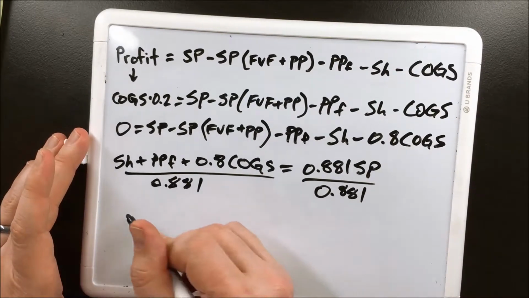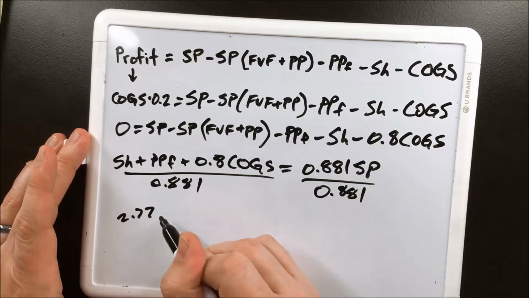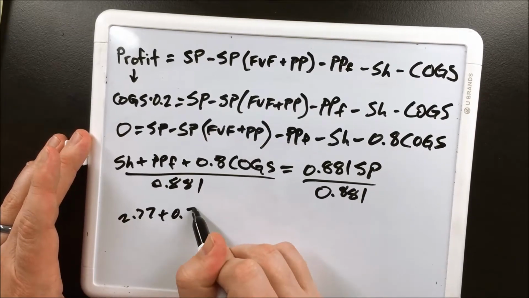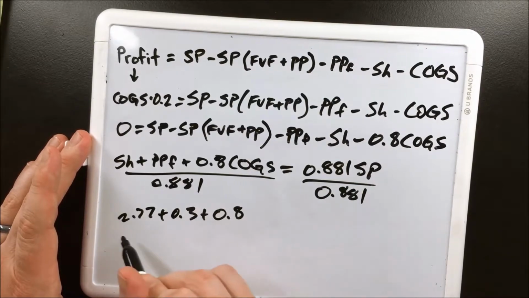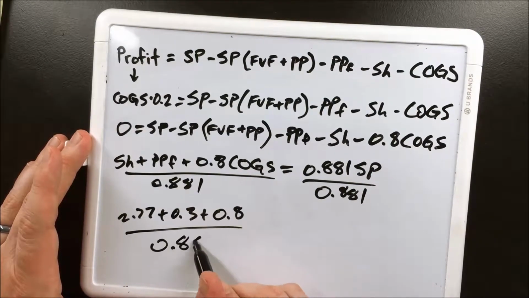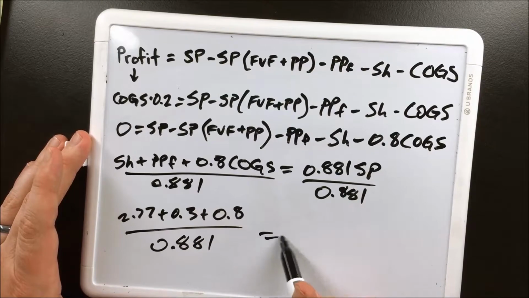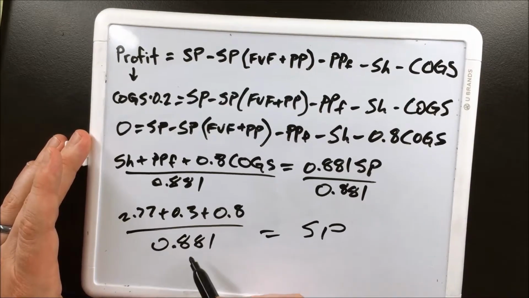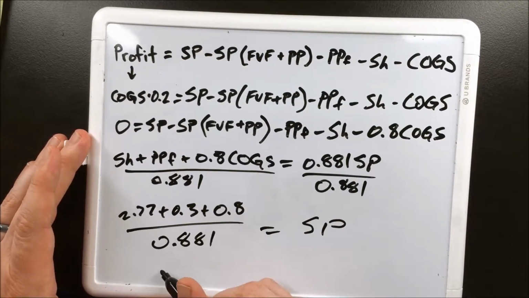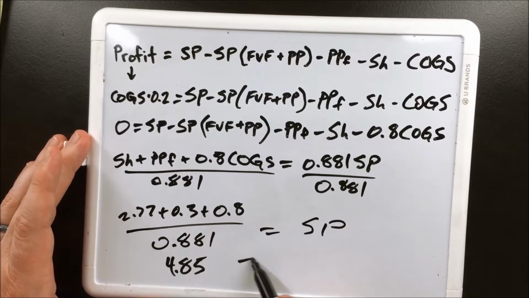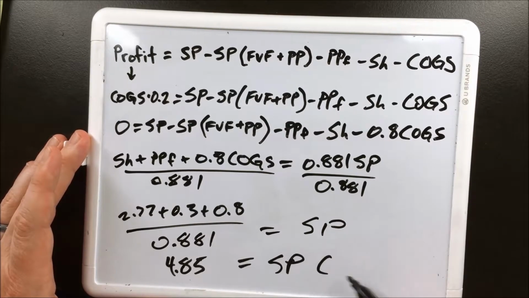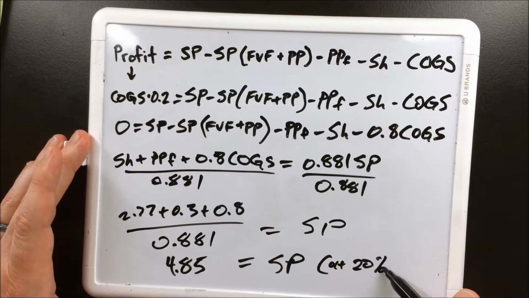and we fill in an example. We have 2.77 plus 0.3 plus 0.8 divided by 0.881 equals SP, and this becomes 4.85 equals SP, which is at 20% ROI.